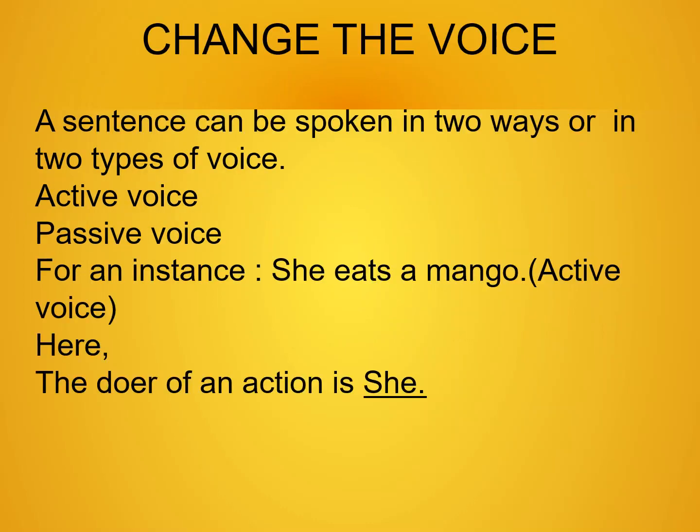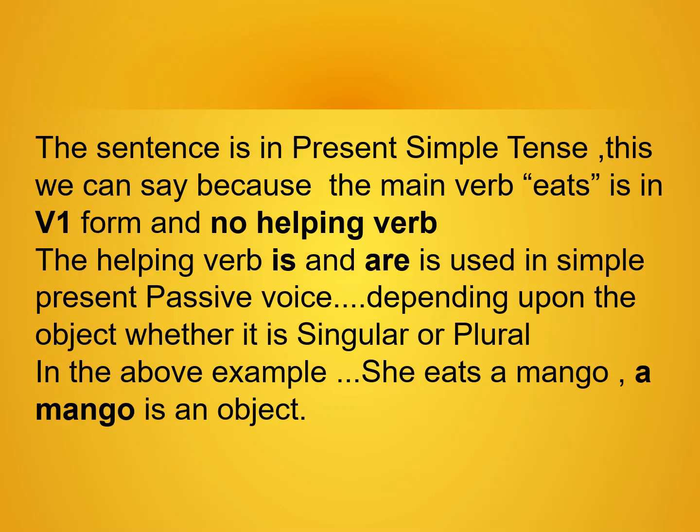Now, as we have seen in the beginning of this slide, the sentence can be said in two voices, that is active into passive, that is she eats an apple. We can see over here the example, she is the doer of an action. This is the present simple tense, we can say, because the main verb eat is in first form, and we have not used any kind of helping verb, that is is or are.